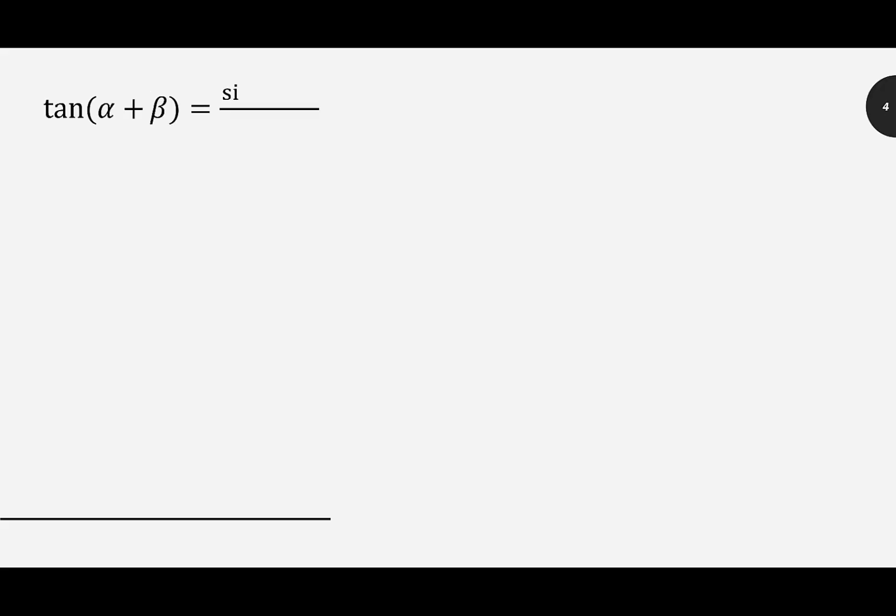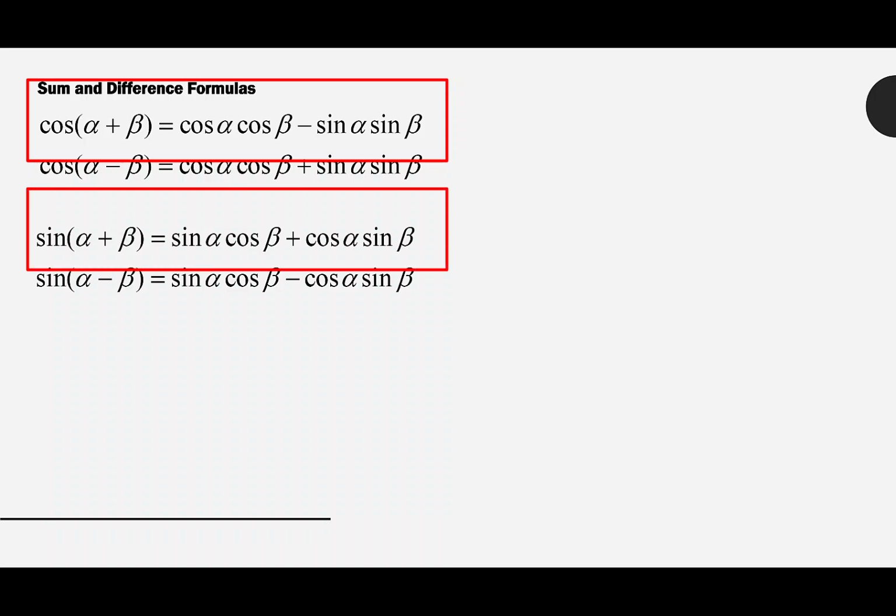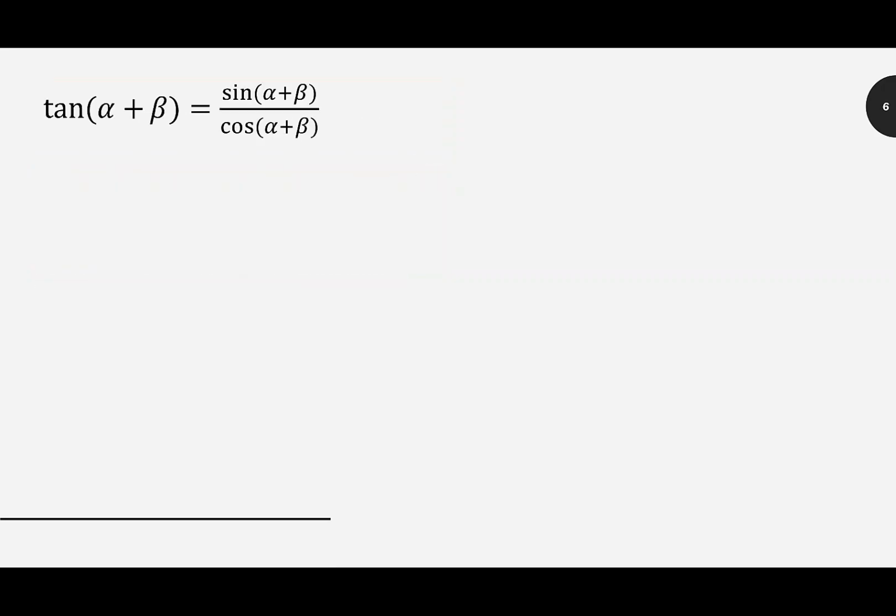Tan alpha plus beta can be written as the sine of alpha plus beta over the cosine of alpha plus beta. Taking a quick look back at our sum and difference formulas, we can see that the cosine of alpha plus beta is cosine alpha cosine beta minus sine alpha sine beta, and the sine of alpha plus beta is sine alpha cosine beta plus cosine alpha sine beta. Let's use those formulas to expand our ratio.